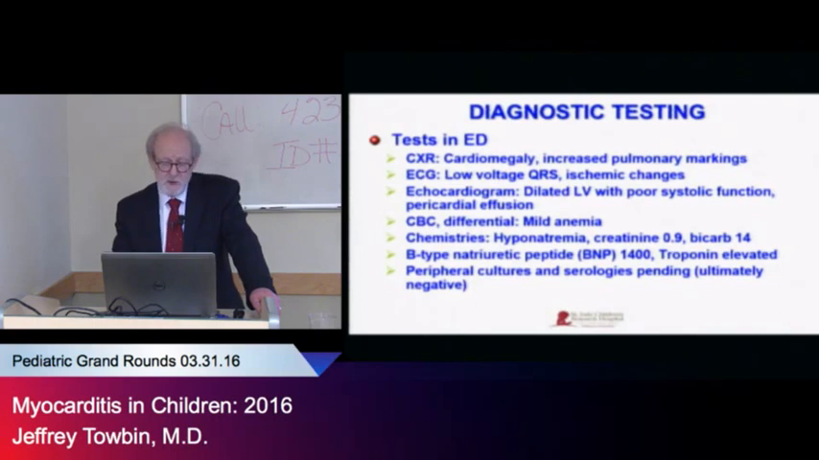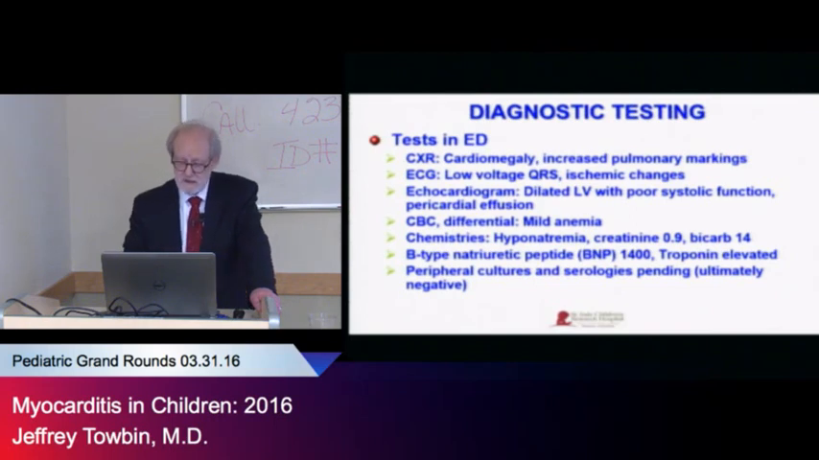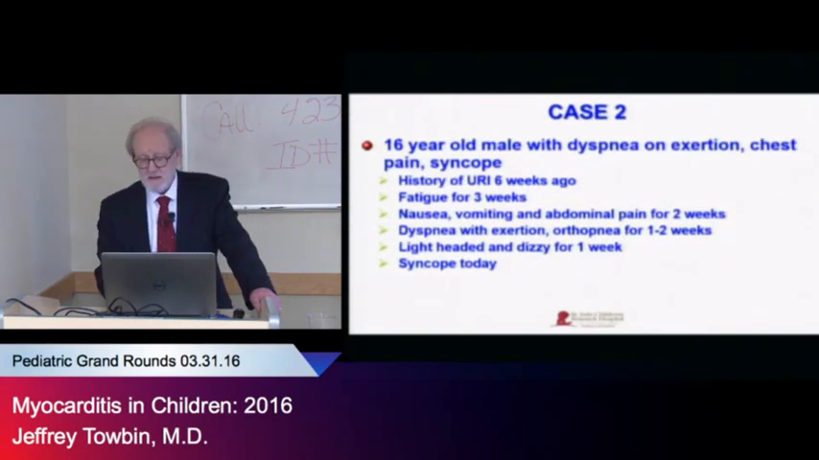In addition, the troponin was elevated, suggesting that the heart muscle was breaking down in addition, so you had troponin leak. Peripheral cultures and serologies were sent, but ultimately were negative, which is a common outcome when you're trying to work these patients up.